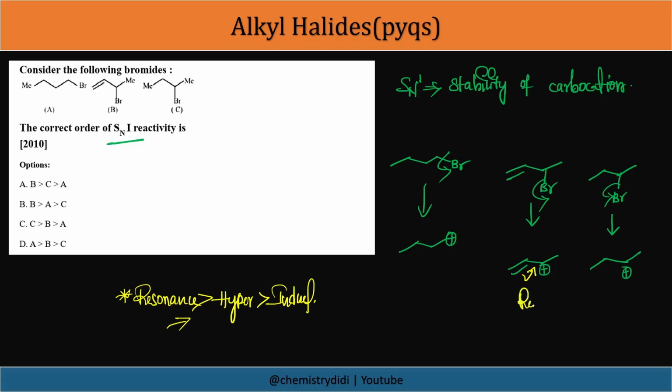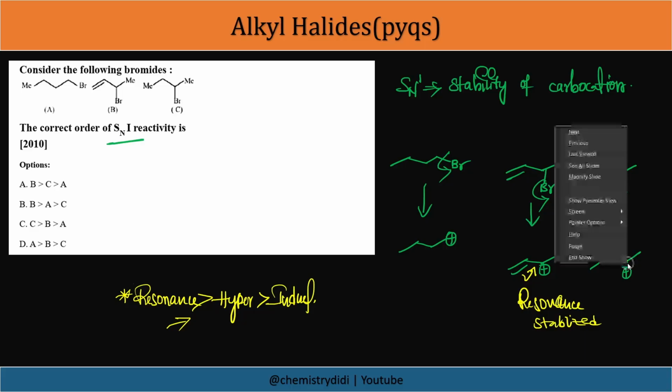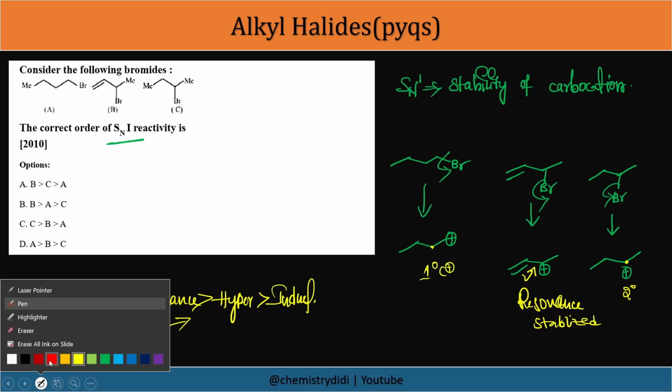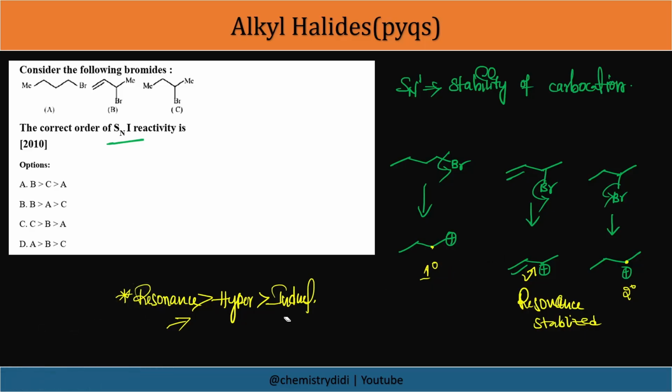So here this carbocation is resonance stabilized. And here, what is the degree of the carbocation over here? This carbon is secondary because it is attached to two carbons, right? Secondary carbocation, and this one is attached to only one carbon, so it is a primary carbocation.